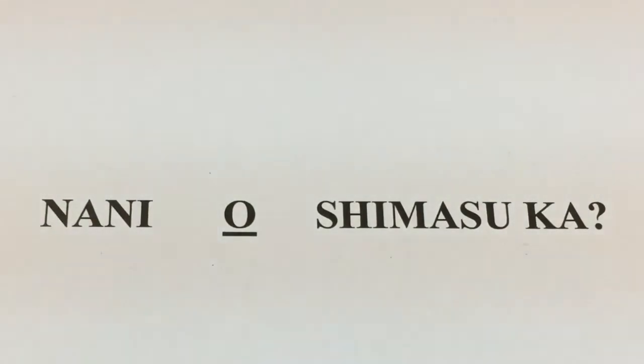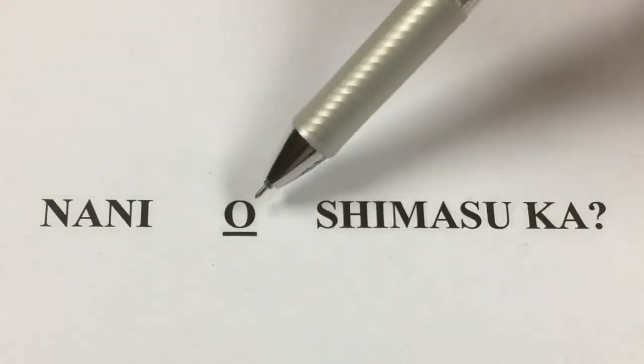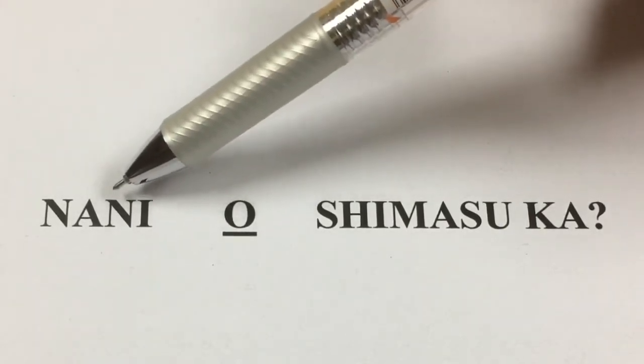So the main grammar pattern for this chapter suggests that these verbs need an object. For example, you eat a hamburger. So the verb to eat needs a hamburger as an object. When you have an object, you use particle o to point out the object.